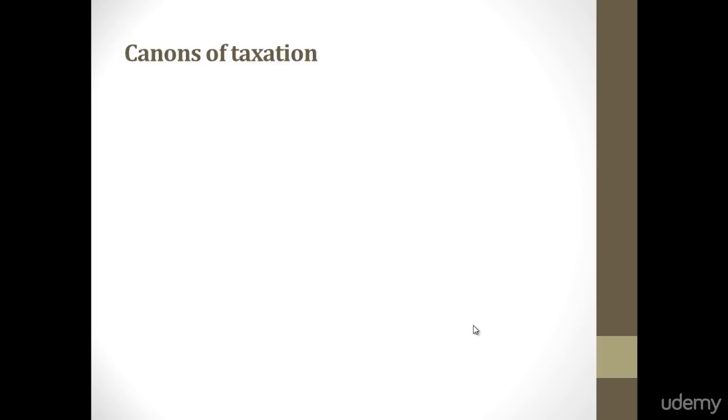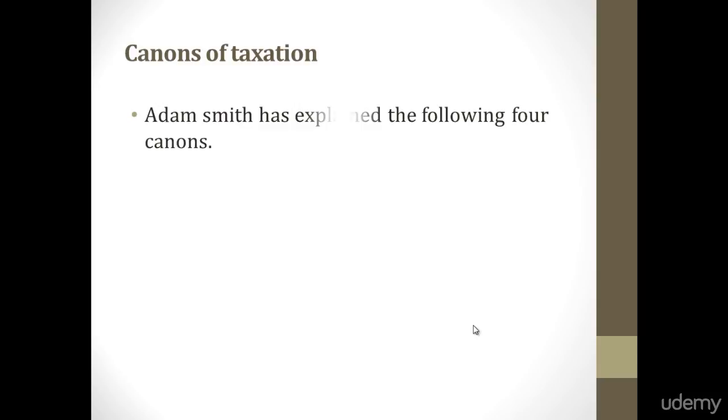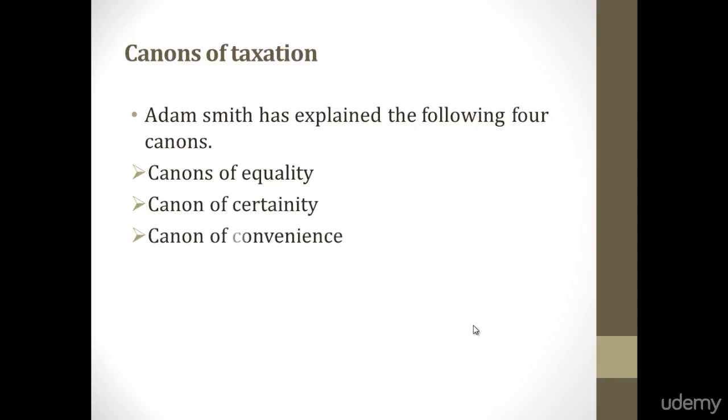For example, to bring equality in income of people, for maintaining a high rate of employment, and for increasing the rate of economic development. So, Adam Smith has explained the following four canons. First is canon of equality, canon of certainty, canon of convenience, and canon of economy.